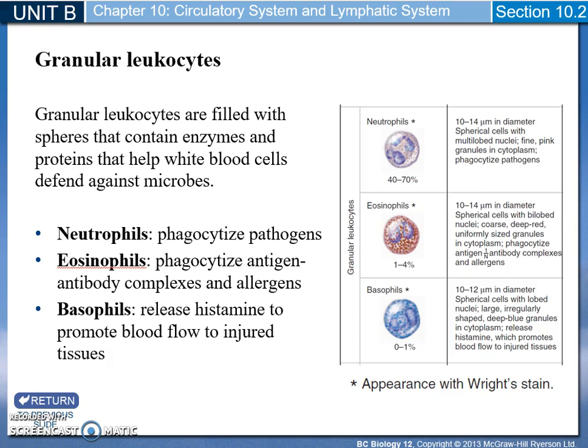The neutrophils, these phagocytize pathogens, which means they engulf them, as do eosinophils. The basophils, they release histamine to promote blood flow to injured tissues. So those are sort of the basic functions of these particular ones.